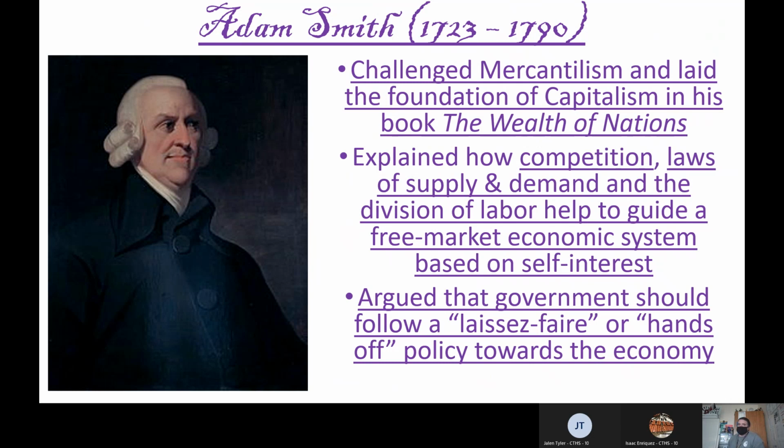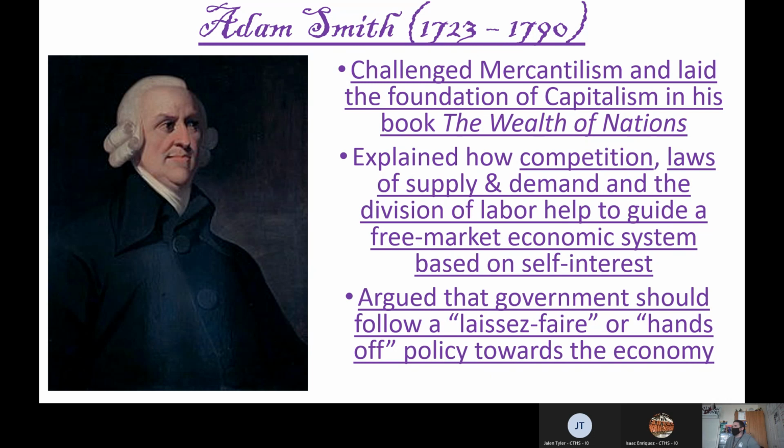Next, Adam Smith, 1723 to 1790. We're going to talk about this guy a lot later. But here's some basics that you need to know. This guy challenged mercantilism. And remember, that was the overarching economic philosophy of the day. That's what colonialism was based on. Stockpiling the gold and silver, export more than you import. It was very much directed by the government.